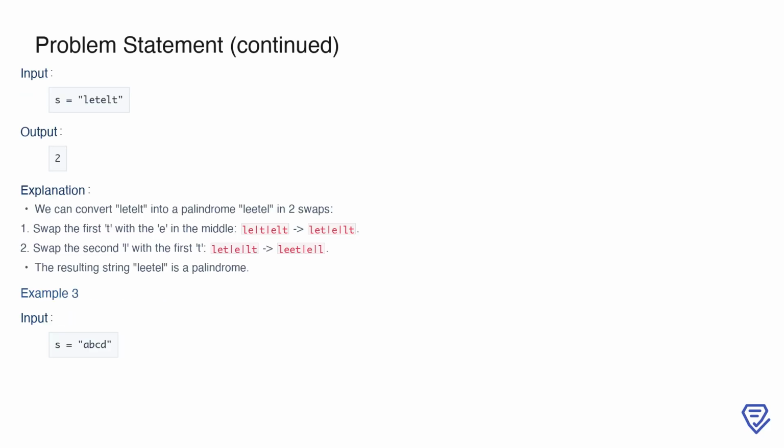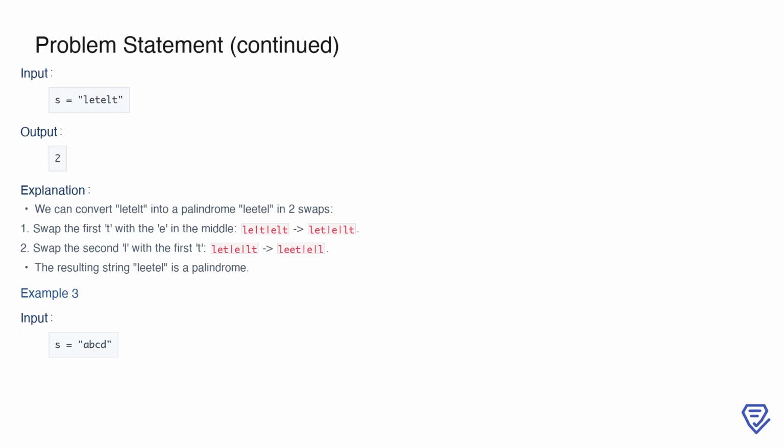Now, consider the second example where the input is S equals LeetCode. The output here is also 2. In this case, we start by swapping the first T with the E in the middle, which gives the intermediate string LT. Then, we swap the second L with the first T, resulting in the string LeetL. This string is now a palindrome, and the total number of swaps required is 2. This example demonstrates how we can strategically rearrange the characters to achieve the goal with the minimum number of swaps.